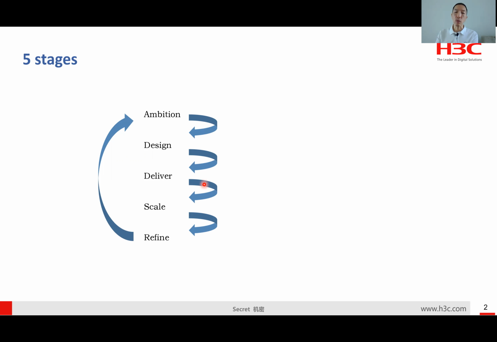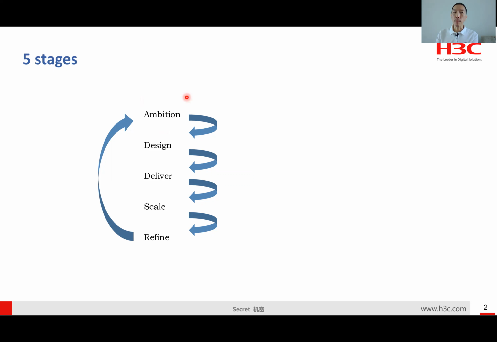So first of all, we need to know most of the customers will go through 5 stages in what we call digital transformation. First of all, they must have some ambition, what they want to achieve. Likely, they may want to conduct some kind of e-learning, maybe e-classroom, or some other intelligent tools, to enable the students to learn quicker, to learn faster, right?